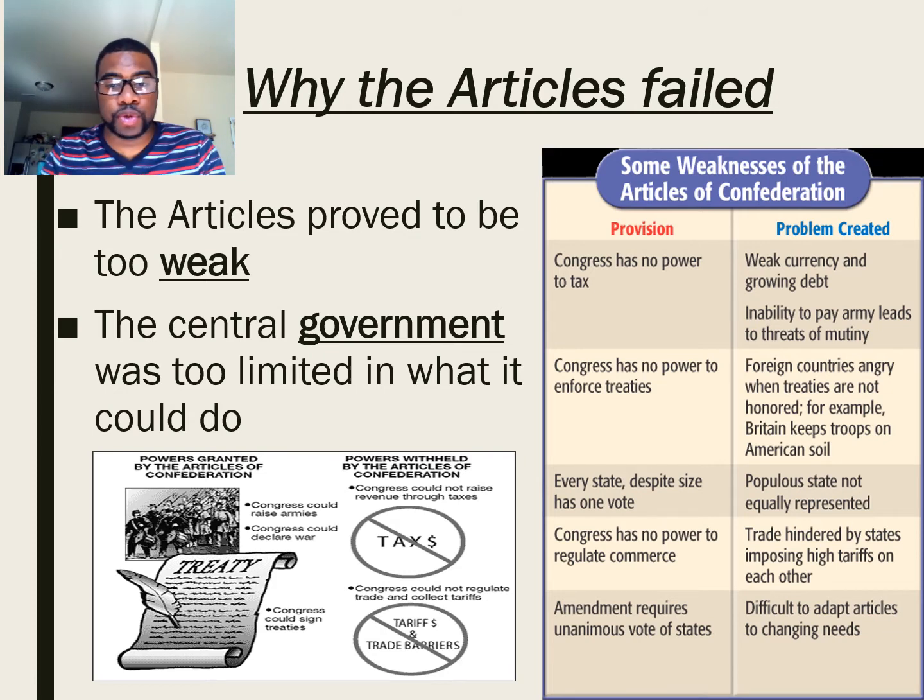Congress had no power to regulate commerce. So that meant trade was hindered by states imposing high tariffs on each other. So basically, they charged each other for goods and made sure when they did charge them, they made it high. Amendments required unanimous votes of the states. So it made it difficult to adapt the Articles to changing needs.